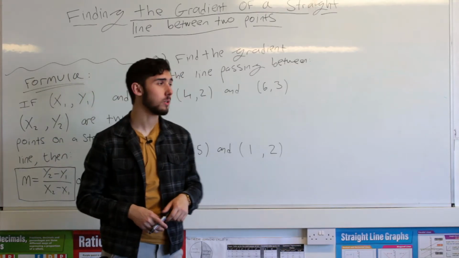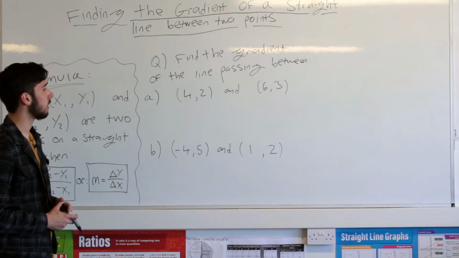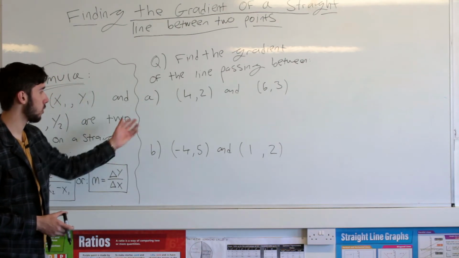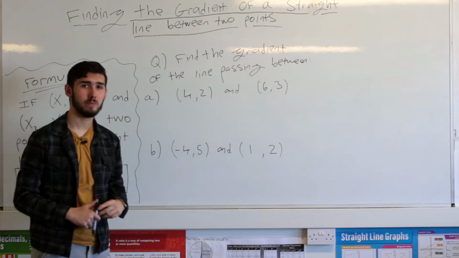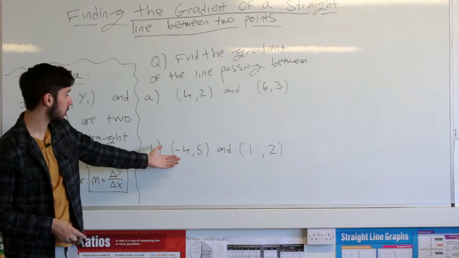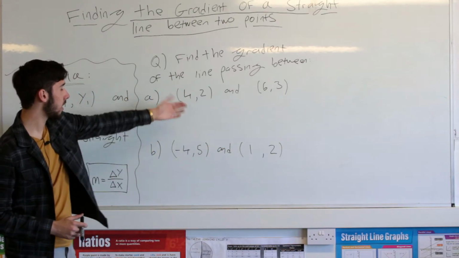Okay guys, so we've actually got some examples here. We've got 2 examples. We want to find the gradient of the line that passes between 2 points here. First question, between 4, 2 and 6, 3, those coordinates. And a second question between minus 4, 5 and 1, 2.